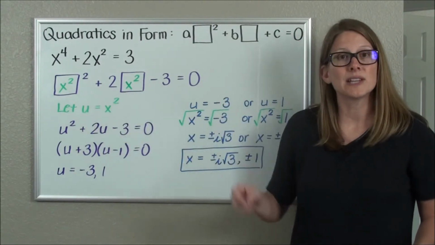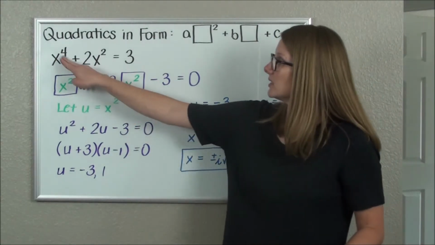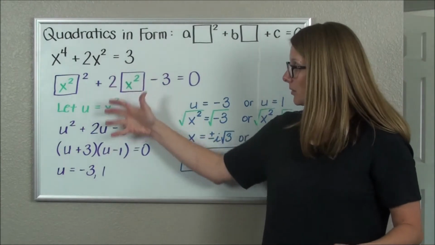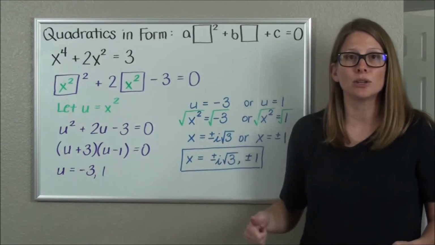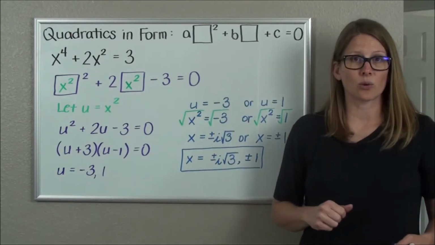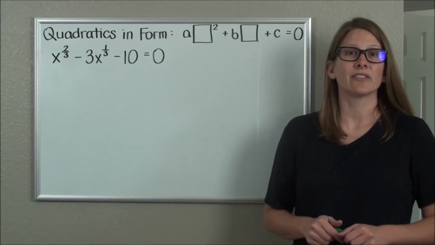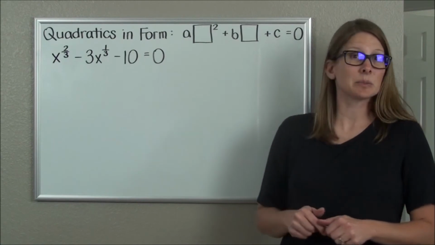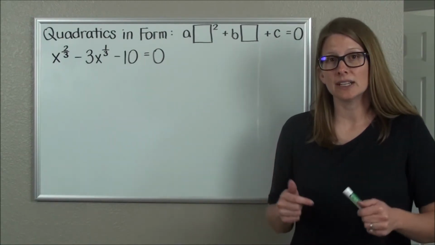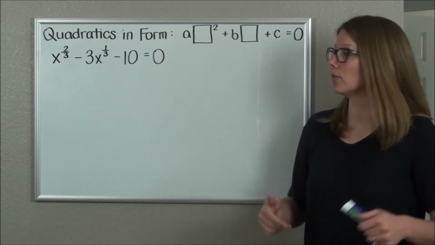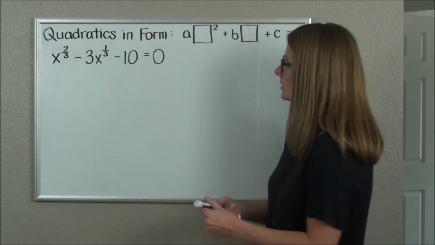Let's look at one more type, where this time we're going to see fraction exponents. But again, we'll reduce it and simplify it using the nickname u, and we'll make it look like a quadratic in form. So here's an example where we have fraction exponents. It looks pretty nasty, but it's written in a format that can be seen and viewed as a quadratic in form. Let's see how we can do that.